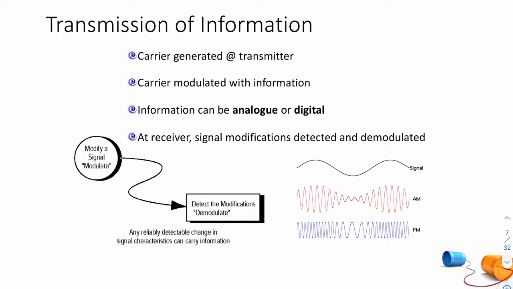So, you'll remember this slide from last time. We said when we transmit information, we have a high-frequency carrier, and that's generated at the transmitter. And somehow we modulate that carrier with some information. That information can be analog, and that's analog modulation, or digital, and that's digital modulation.